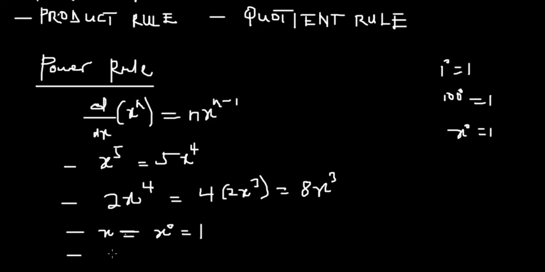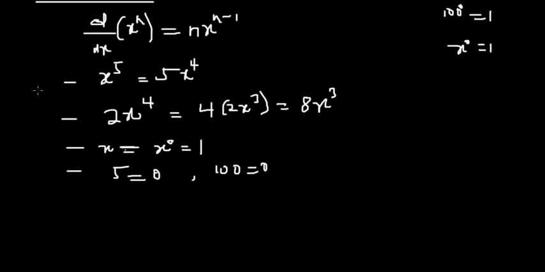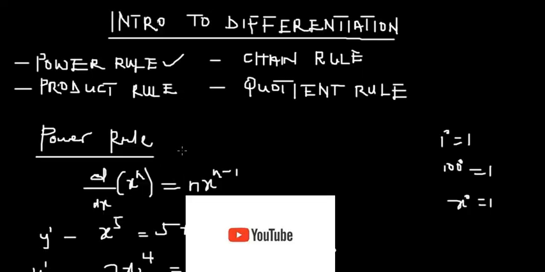When you differentiate any constant, you get 0. When you differentiate 5, you end up with 0. When you differentiate 100, you end up with 0. That's what you need to keep in mind. We're just finding the differentials of these expressions. Now this is all about the power rule.